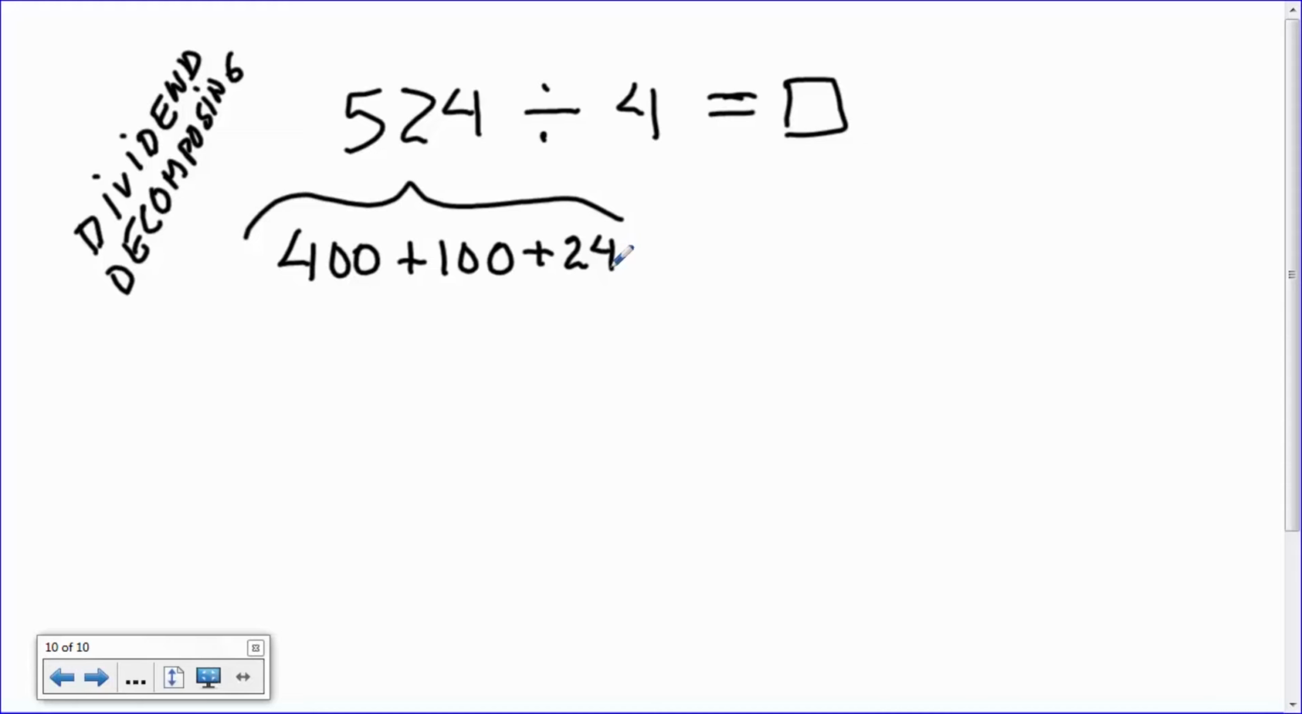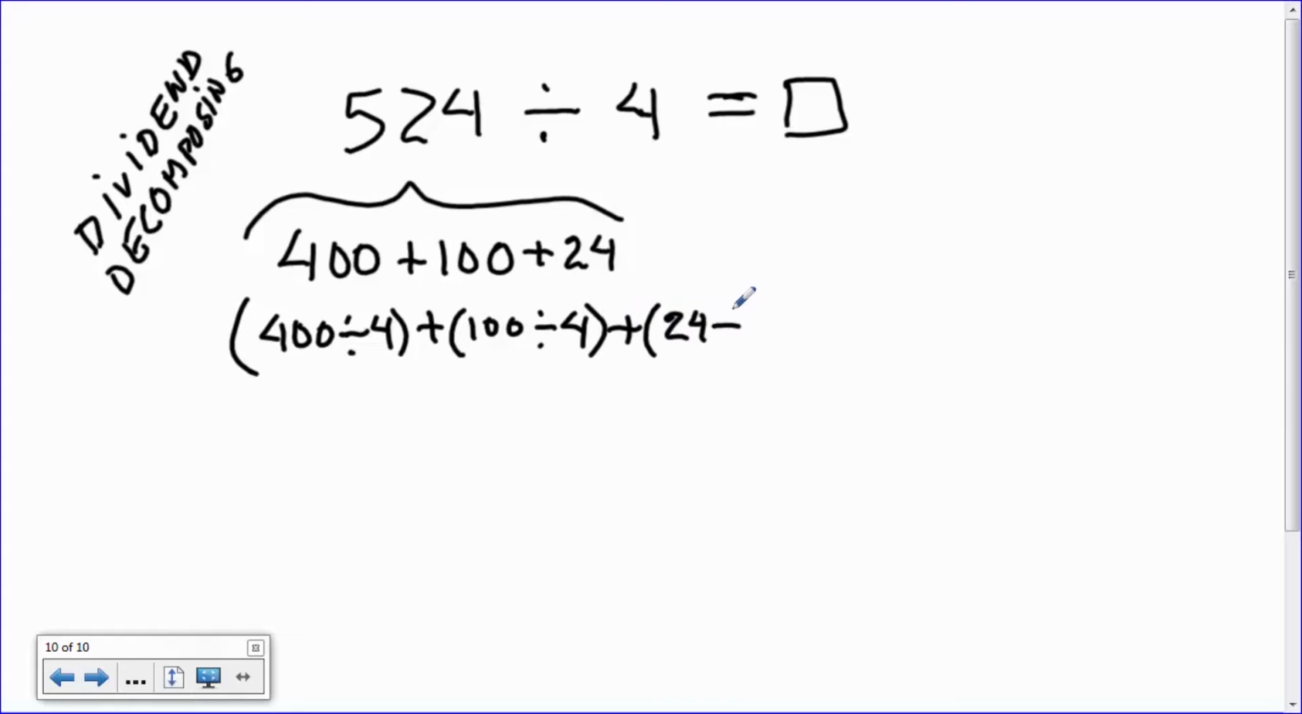Now, 400 and 100, granted, are friendly numbers with respect to addition, multiplication, and subtraction, and it turns out that they're friendly with respect to 4. But 24 is not friendly with respect to addition, multiplication, or subtraction, but it is friendly with respect to division by 4. So remember, friendly numbers for division differ from friendly numbers for addition, multiplication, and subtraction. So now I go through and take 400 divided by 4, add that to what I get when I take 100 divided by 4, and add that to what I get if I take 24 divided by 4.